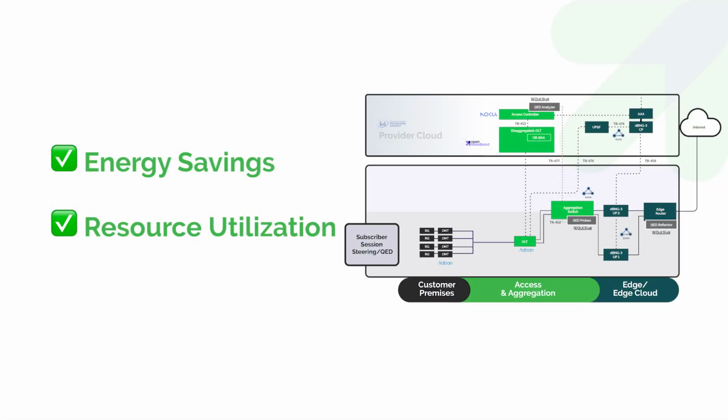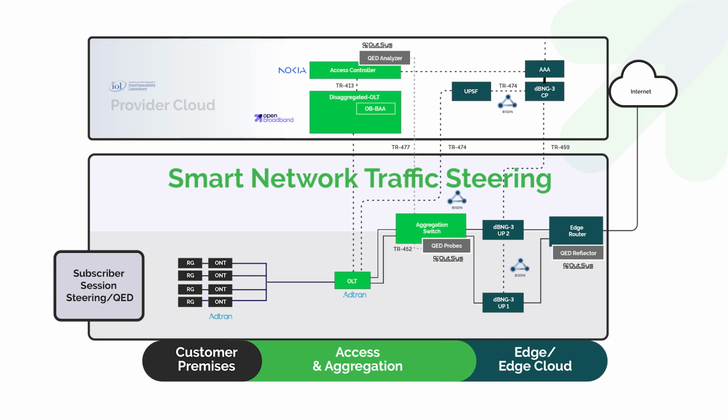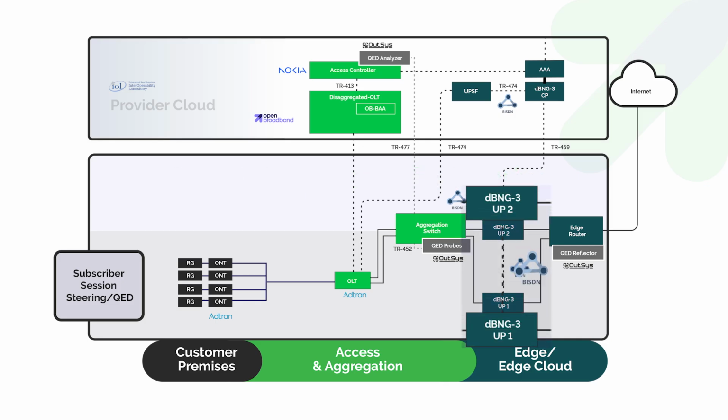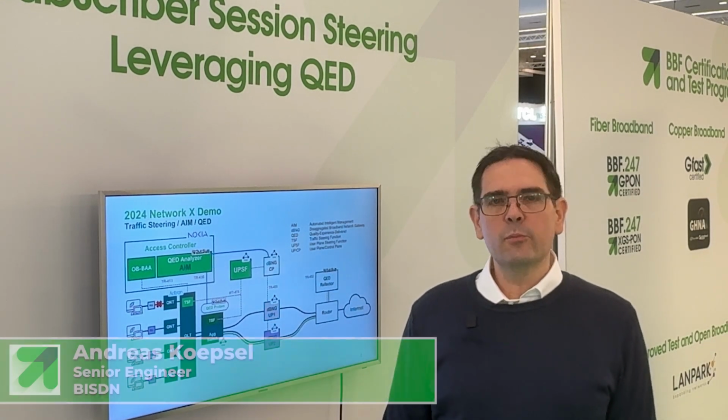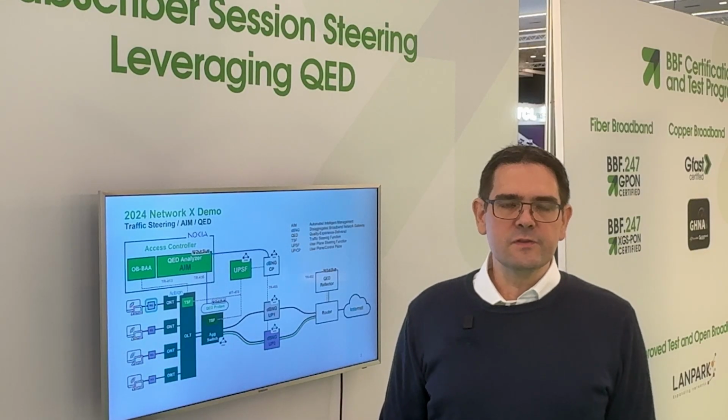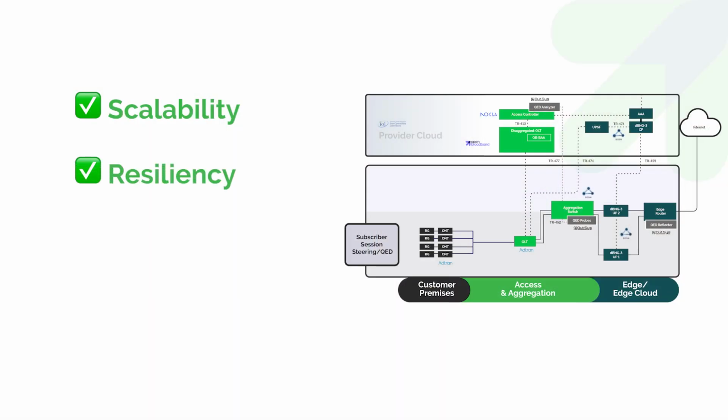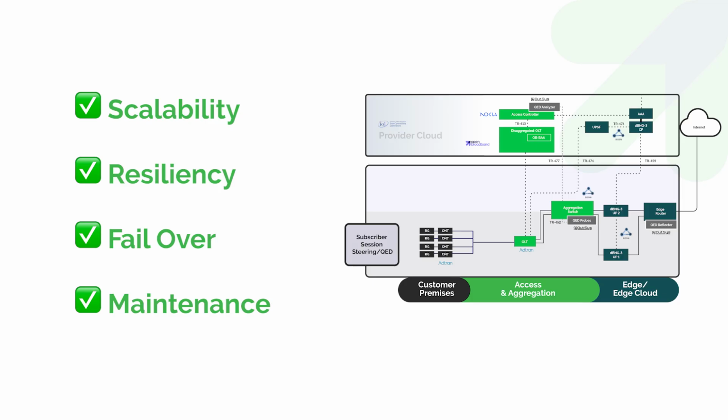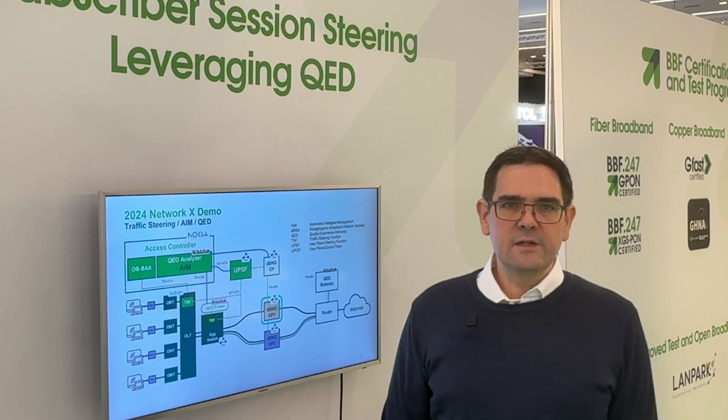Moving a little bit further into the access network for the second use case, we're going to focus on energy savings and resource utilization control through smart network traffic steering through the Broadband Forum traffic steering specifications, WT-474. So subscriber session steering is a useful building block for a variety of use cases in an operator's day-to-day operations, including scalability, resiliency, failover, and maintenance. In this demo, we demonstrate its usefulness for achieving energy savings.